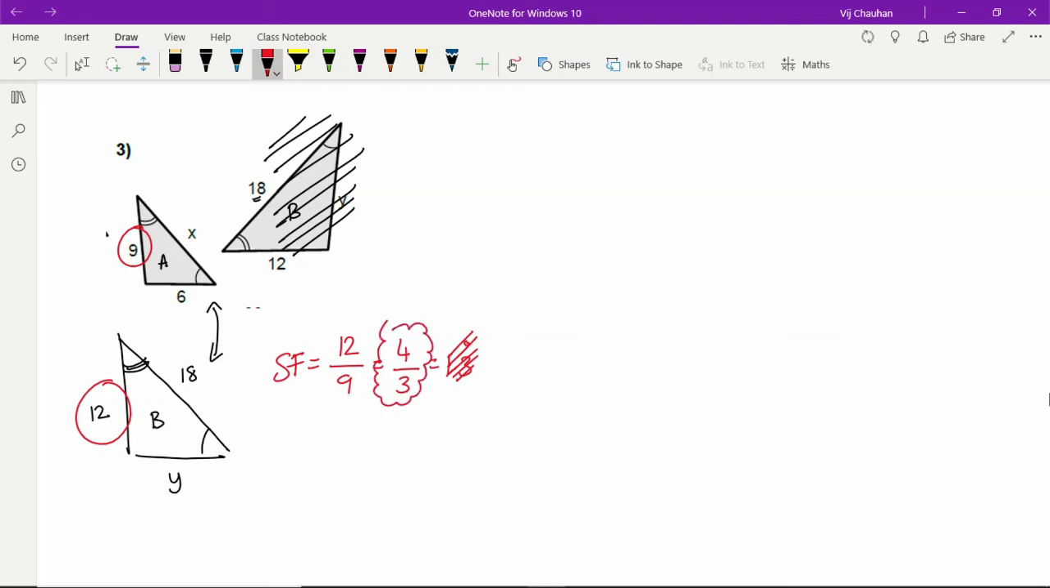So to work out what x is, again, I look at the corresponding side, which is 18. Now, because I'm going from big to small, because x is on the small shape, I'm going to divide by my scale factor. And again, if I type that into my calculator, 18 divided by 4 over 3, press equals, I get an answer of 13.5. And does that look correct? Well, yes, because I'm expecting an answer that's less than 18.